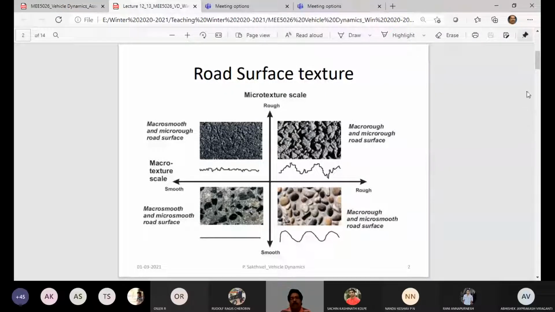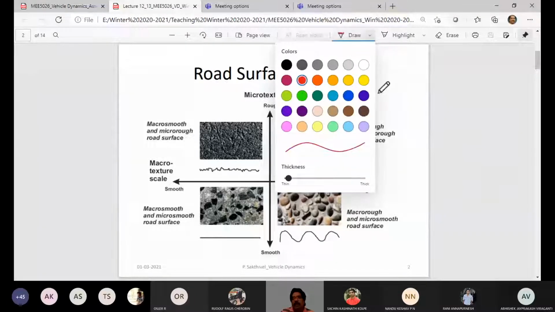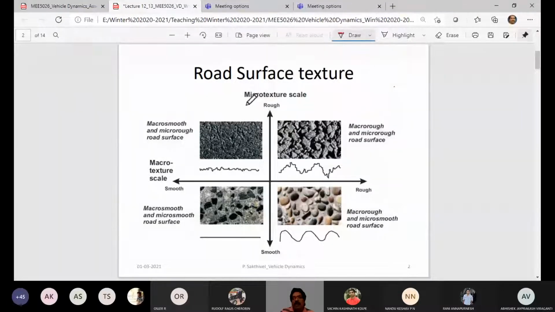So the road surface has been characterized basically by two textures. One is called micro texture scale. You can see there are two scales, vertical scale and horizontal scale. And you see here, the road surface is characterized by micro texture or macro texture scale. So what do you mean by micro texture and macro texture scale? Micro texture is what? The peak distance.